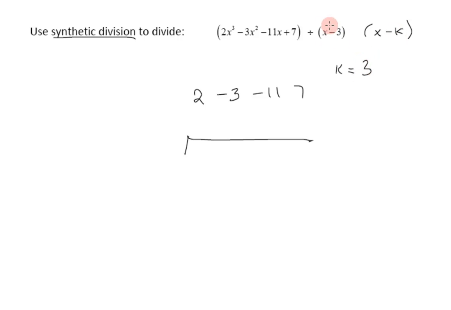Or like I said before, what number makes this 0? And that's usually the easiest thing to think about, is what value makes this 0 when you put it into it. 3 minus 3 is 0. That's the number outside here.